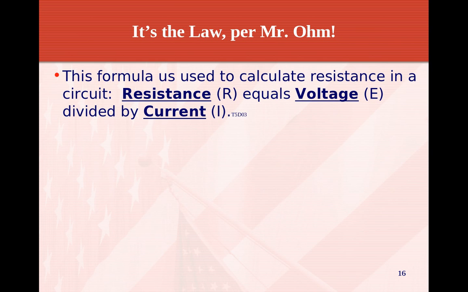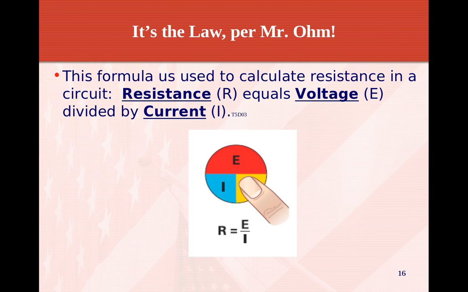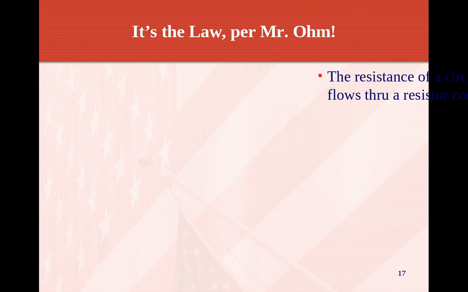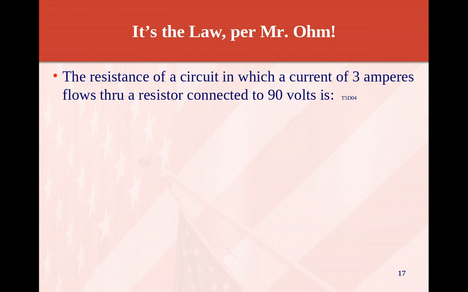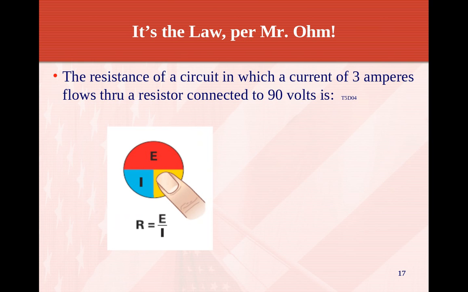This is the formula used to calculate resistance. R is equal to voltage divided by current. So now we want to solve for R, so we cover up the R in the magic circle. So the resistance of the circuit, we got 3 amps, 90 volts. So we look at the magic circle, it's R is equal to E over I. R is equal to 90 volts divided by 3 amps.